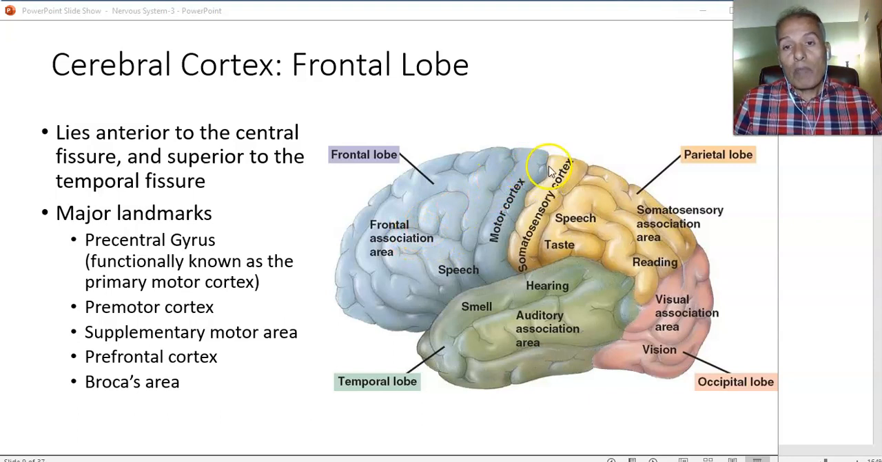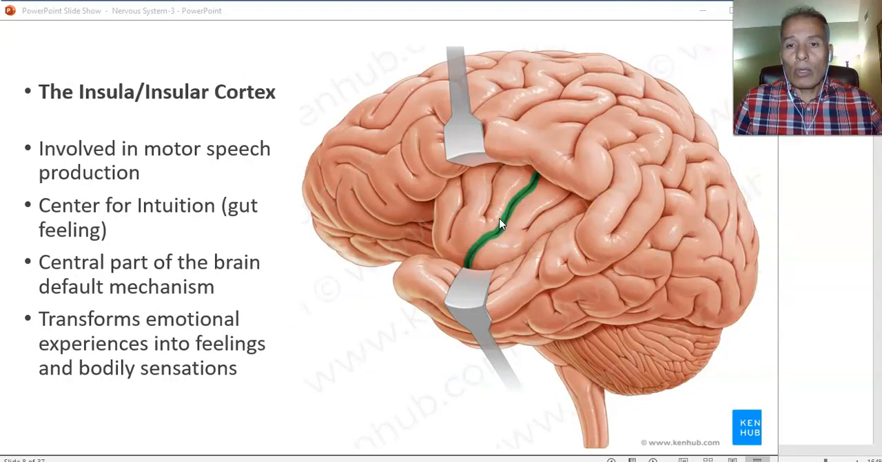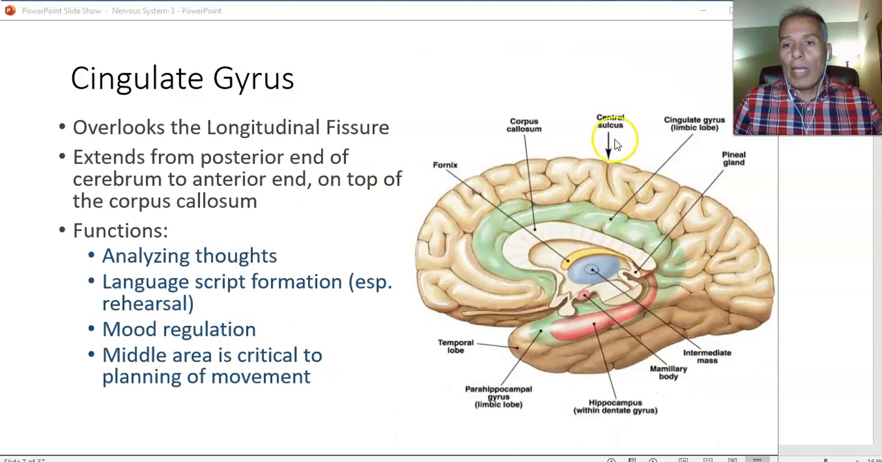First, the precentral gyrus, that area here, the precentral gyrus. The precentral gyrus continues, if you look here, the central sulcus is here. The precentral gyrus continues in between the hemispheres. So here.